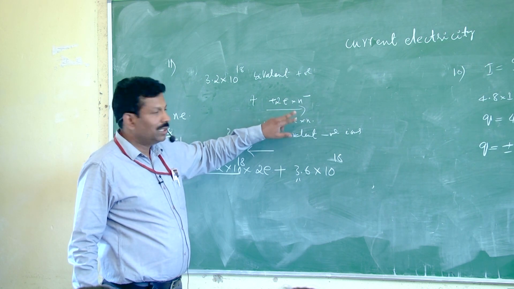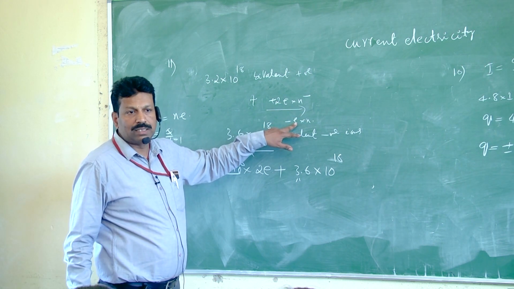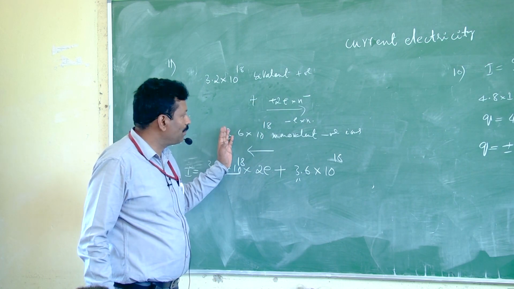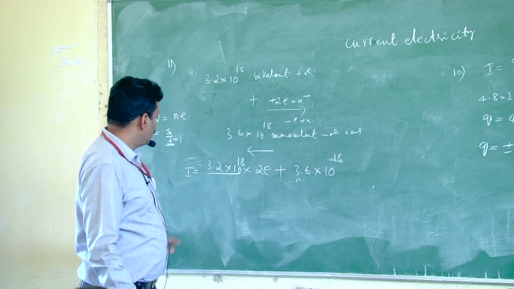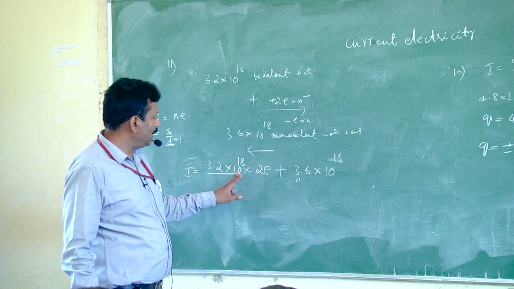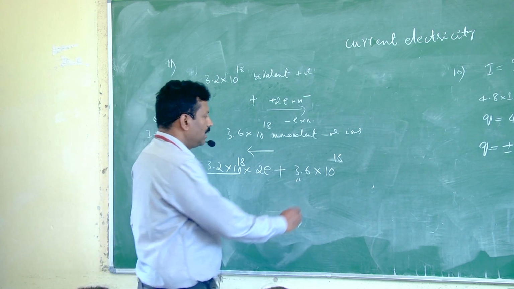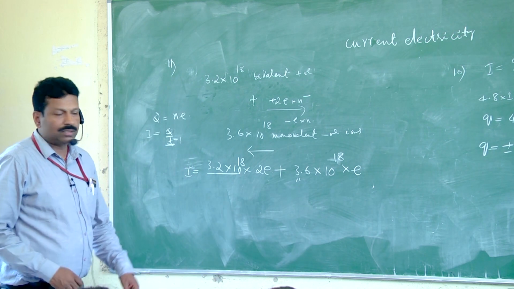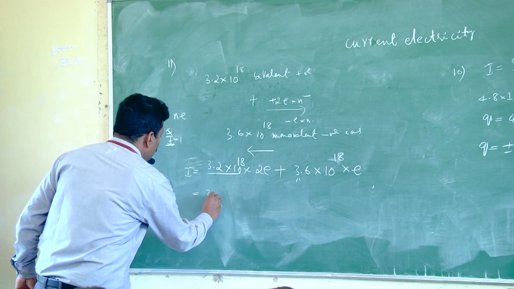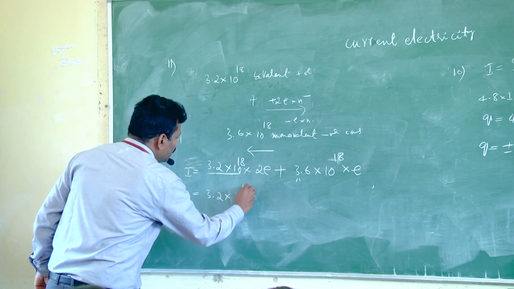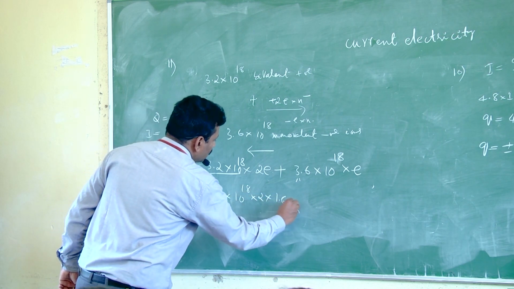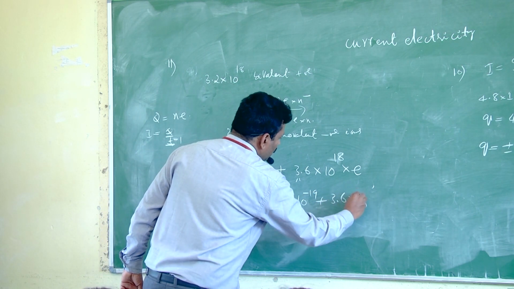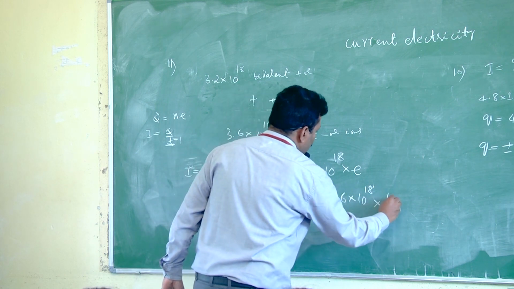This is positive and this is negative, but we should not take the net. Do you understand? These positive ions are moving, and because these negative ions are moving, an equal number of positive ions move. So the current will be equal to 3.2 into 10 to the power of 18 into 2E plus 3.6 into 10 to the power of 18 into E. It's monovalent. Now this will be equal to 3.2 into 10 to the power of 18 into 2 into charge 1.6 into 10 to the power of minus 19, plus 3.6 into 10 to the power of 18 into charge 1.6 into 10 to the power of minus 19.